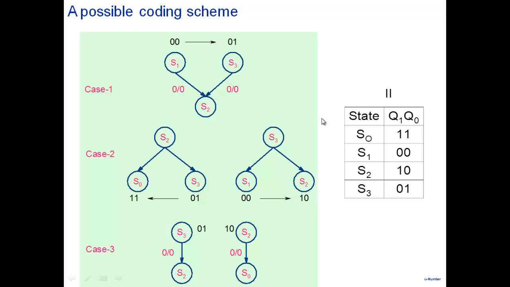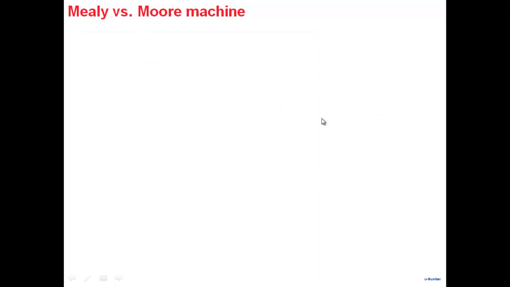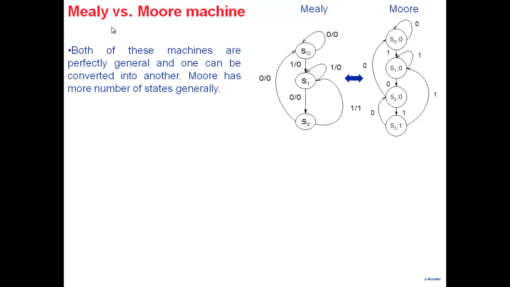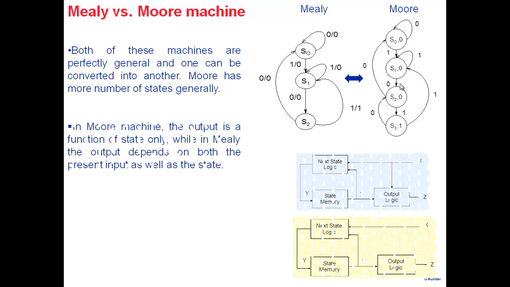So we've looked at the synthesis of a finite state machine, and we said earlier that there are two possibilities in terms of modeling a finite state machine. One is a Mealy sequential machine, and the other one is a Moore FSM. And we had also said that both of them are very general in nature. Mealy FSM can be converted into Moore, and Moore can be converted into Mealy. So this is the Mealy sequential system here. This is the Moore sequential system here. And one can see the differences between them.